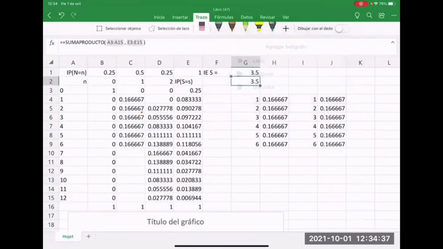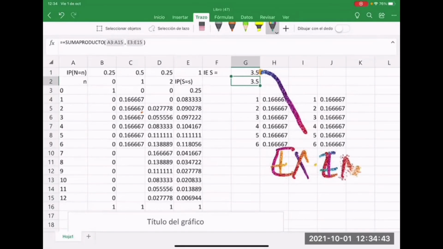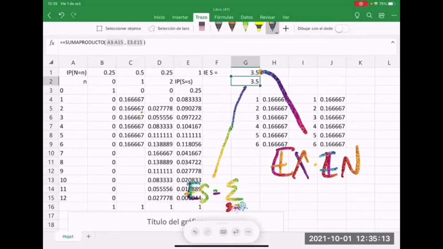In the first one, I did the expectation of x times the expectation of n. For this one here, for the expectation of s, I just took the sum from s equal to 0 to 12, right? Of what? Of s times the probability of s. That's it.